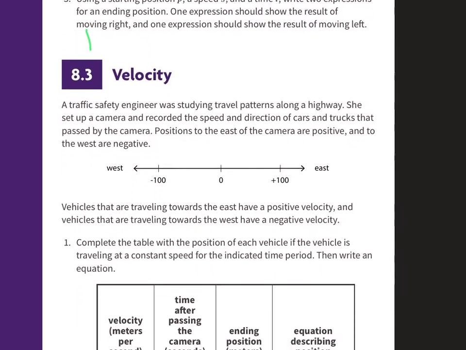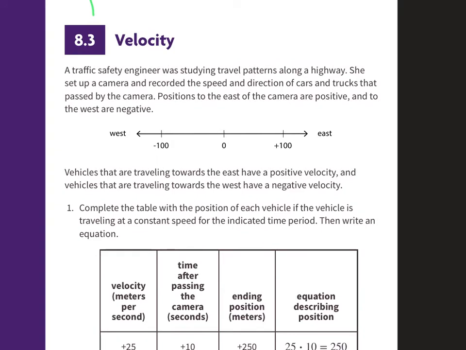Moving on, velocity. A traffic safety engineer was studying travel patterns along a highway. She set up a camera and recorded the speed and direction of cars and trucks that passed by the camera. Positions to the east of the camera are positive and to the west are negative. Vehicles that are traveling towards the east have a positive velocity, and vehicles that are traveling west have a negative velocity.